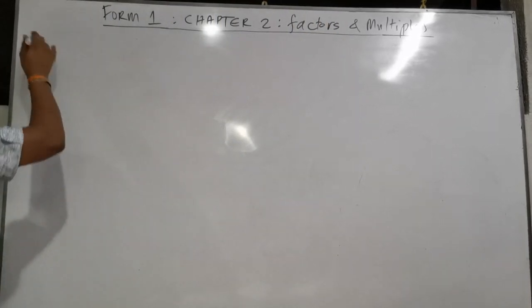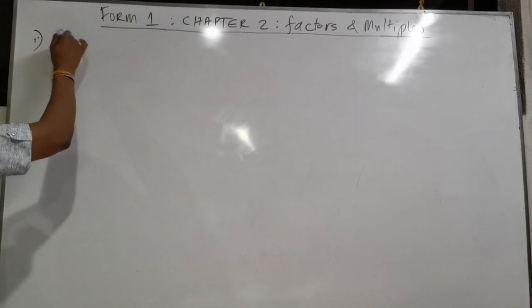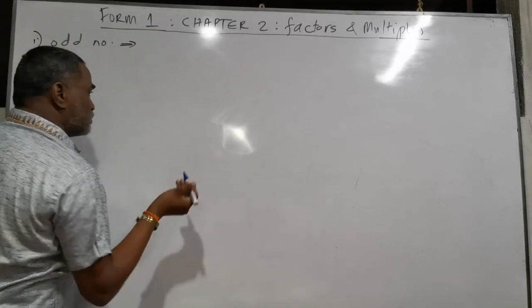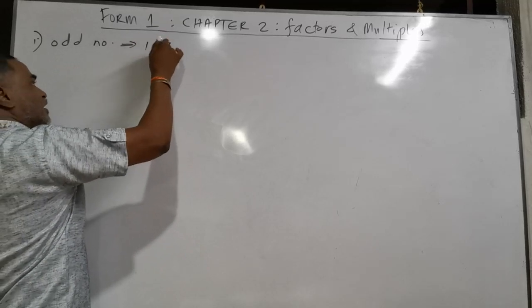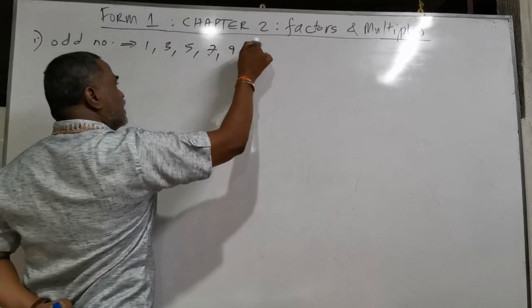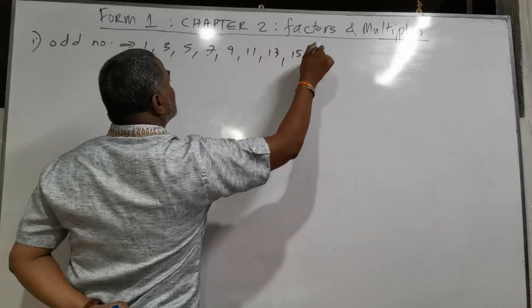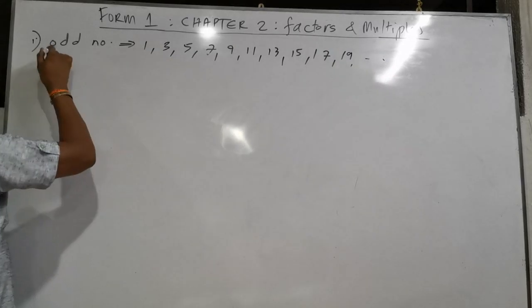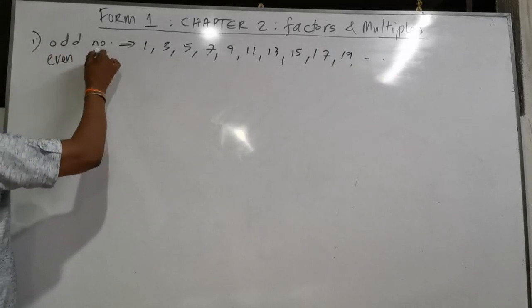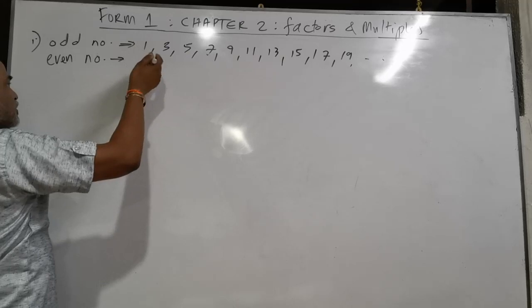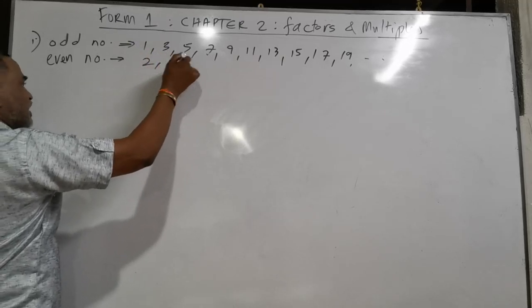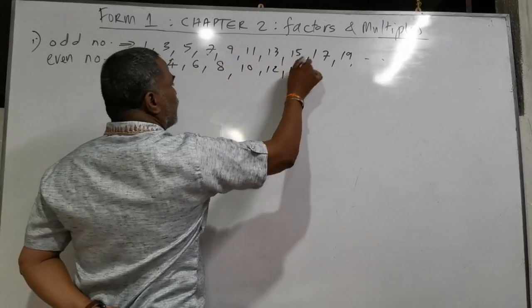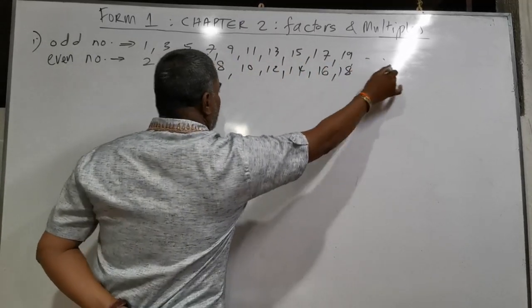First of all, you must understand the meaning of odd numbers. Odd numbers means the number cannot be divisible by 2. It starts with 1, 3, 5, 7, 9, 11, 13, 15, 17, 19 and so on. Then second, you must know even numbers. Even numbers are multiples of 2, or numbers that can be exactly divided by 2. They are called even numbers: 10, 12, 14, 16, 18 and so on.